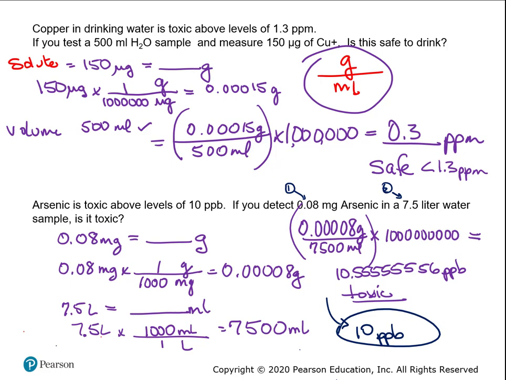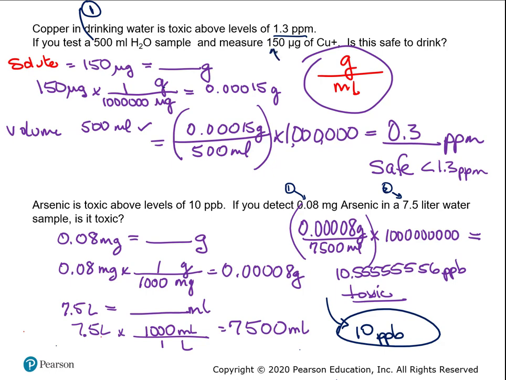What about the one above? The one above, 1.3 parts per million, that's like a standard or a reference number, right? So you would only use measured numbers when you do rounding. So 500 mils, that has how many significant figures? 1.